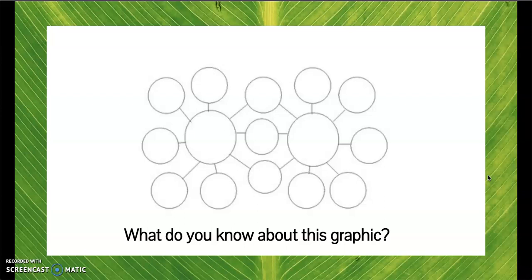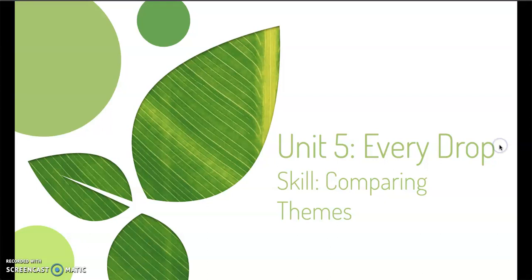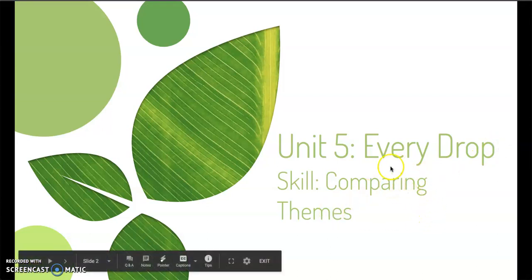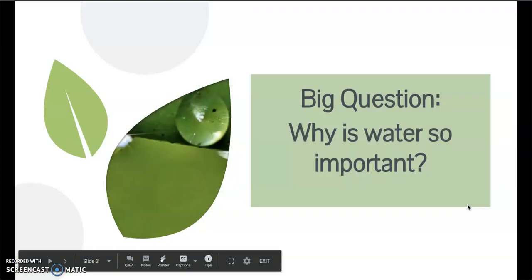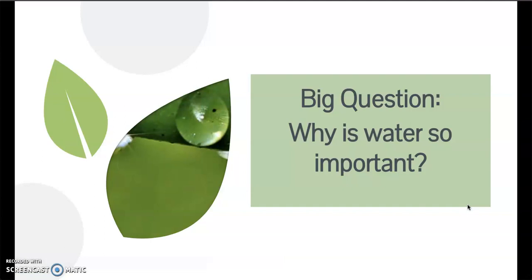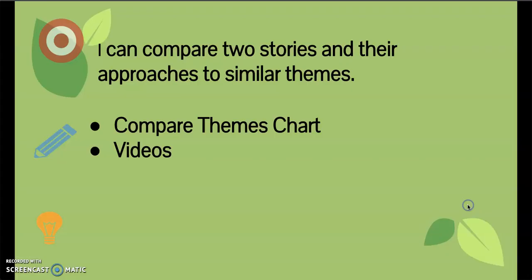So remember, this is our double bubble. And we've used this in the past to compare and contrast two things. And that is our skill this week. We are going to be comparing themes. And remember, this is our unit about water and how every drop is important. And we're still considering this question, why is water so important? And this will definitely come up again when we read our story for the week.